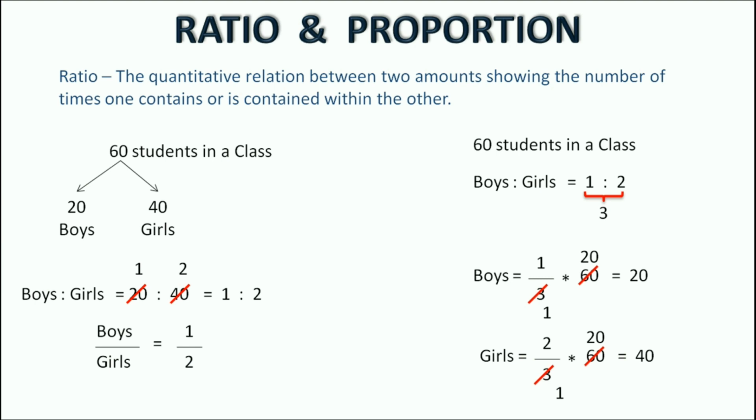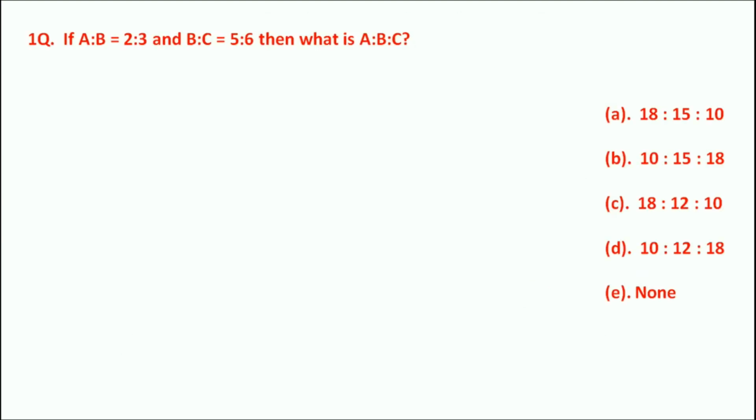Till now we have learned some basics of ratios. Now let us solve some problems regarding this concept. If A is to B is equal to 2:3, and B is to C is equal to 5:6, then what is A is to B is to C? Here in this problem, A is to B, and B is to C are given, and they are asking us to combine both the ratios, such that we get A is to B is to C.